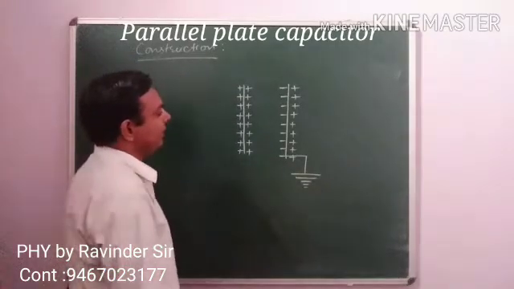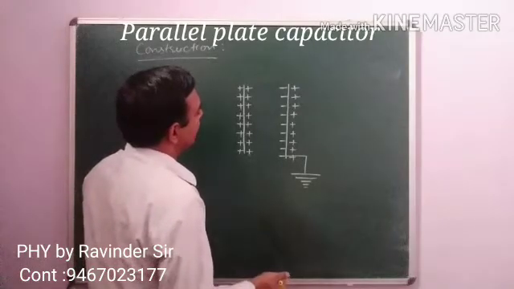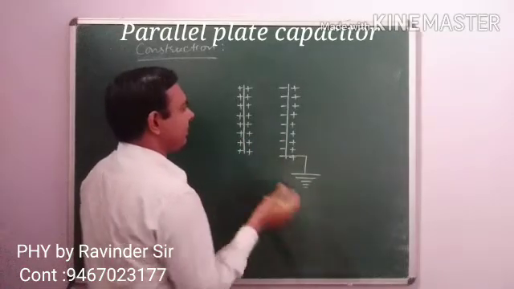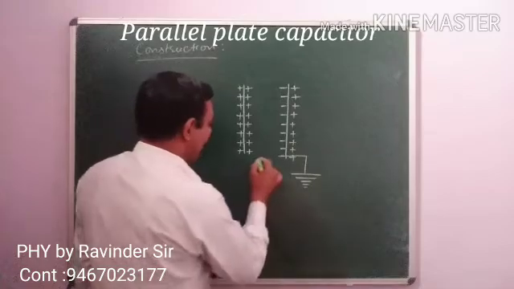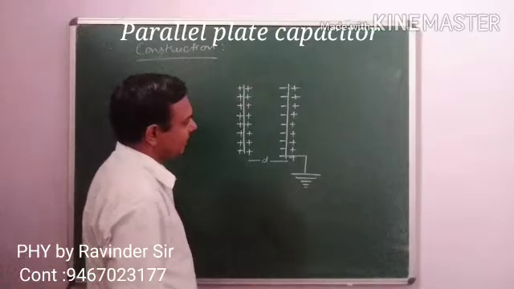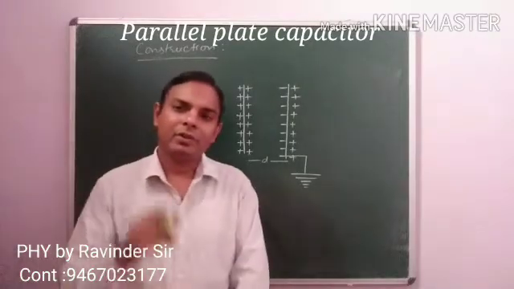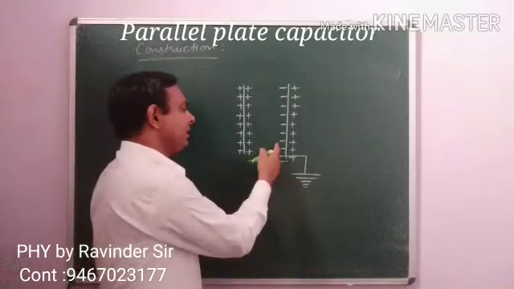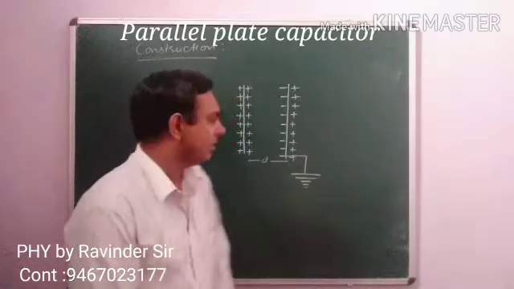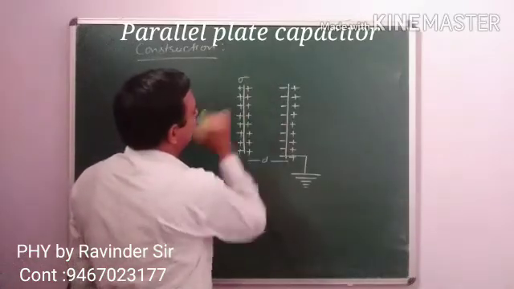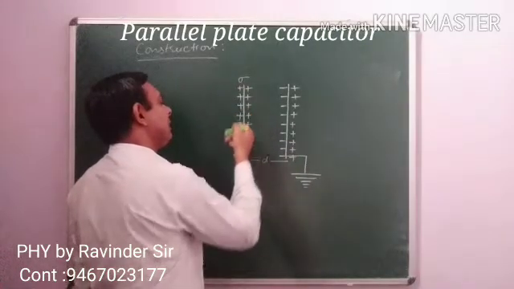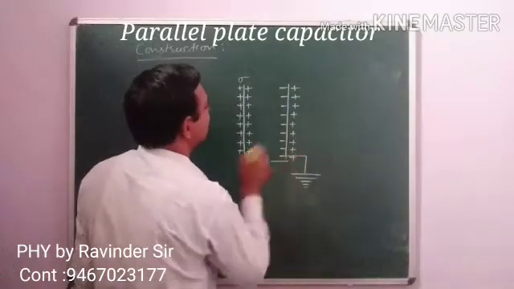Here, we consider A as the area of each plate, sigma as the surface charge density, and d as the gap between the plates. If we introduce a dielectric medium between the plates, then the capacity of this capacitor can be increased. Here, sigma is the density, positive for the positive plate and negative for the negative plate.